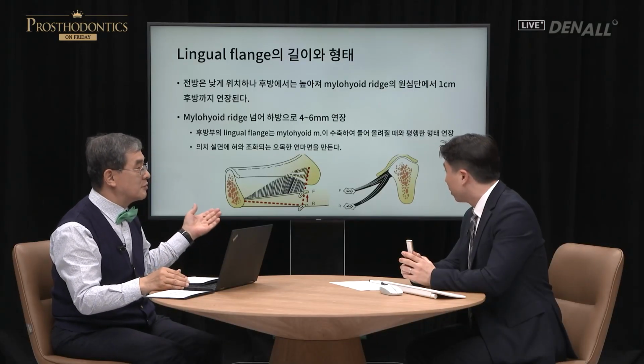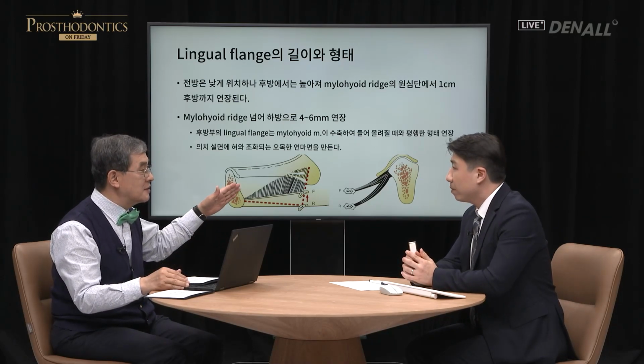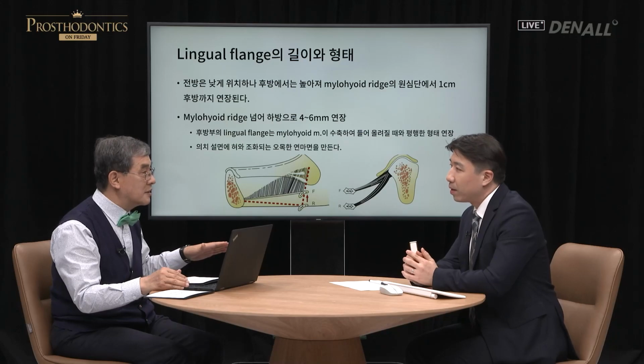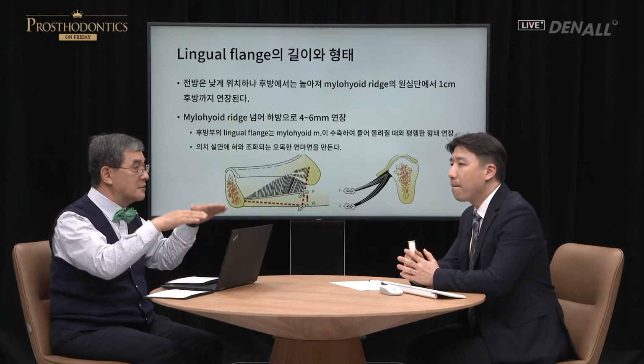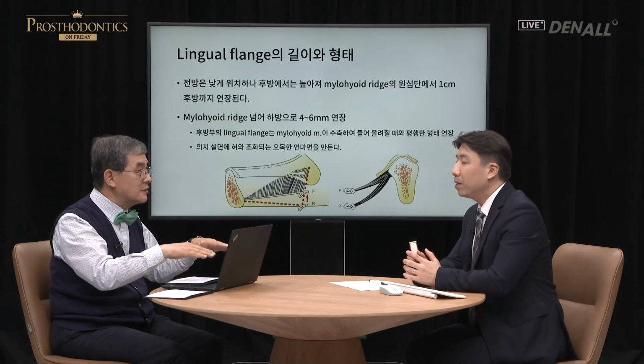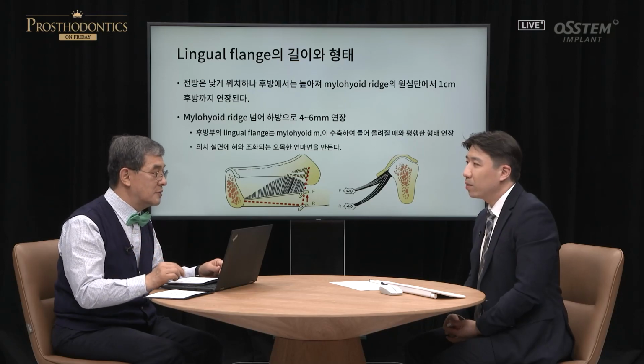When the mylohyoid muscle is at rest, it goes down, and when it is activated, it goes up. However, it does not fit the ridge, but it is extended 4 to 6 millimeters. Tongue rest. It sounds very important for tongue rest.